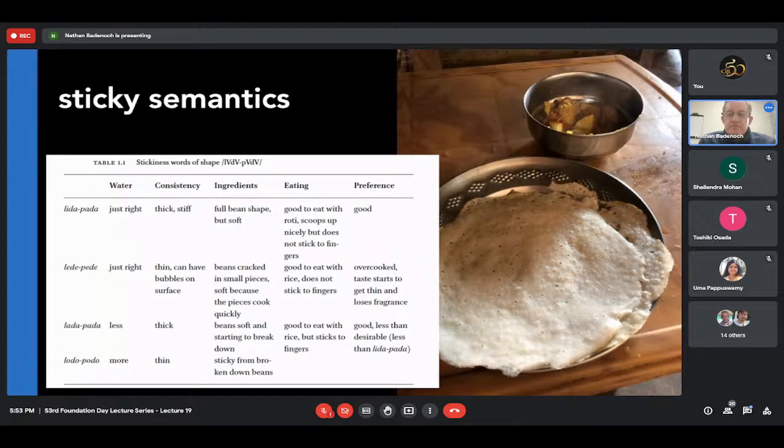So we had something like lidapada, which the water in the preparation of it was just right, the water balanced, the consistency was thick and stiff. In the ingredients, the full bean shape was left, but soft, they had not begun to disintegrate. They're good to eat with roti, scoops up nicely, but does not stick to the fingers much. And this type of dal was preferred.